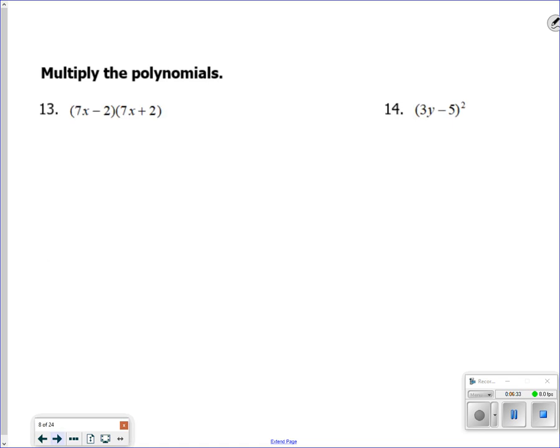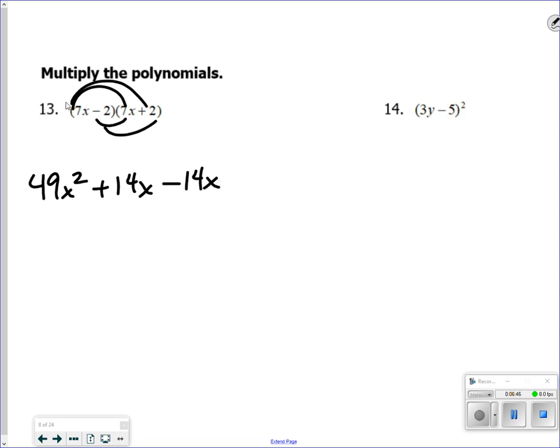A couple more FOIL questions. So again, first, outer, inner, last. So 49x squared plus 14x. Again, the inner and the outer, because these are conjugates of each other, are going to cancel. So when I add like terms, I just get the first and the last.